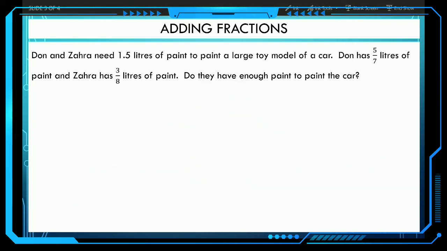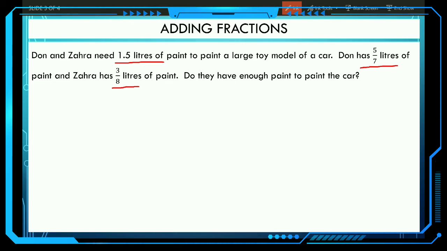Don and Zara need 1.5 litres of paint to paint a large toy model of a car. Don has 5 over 7 litres of paint and Zara has 3 over 8 litres of paint. Do they have enough paint to paint the car? So with this question, you can see that what's required is 1.5 litres. That's how much you need. And what we have is 5/7 of a litre and 3/8 of a litre.